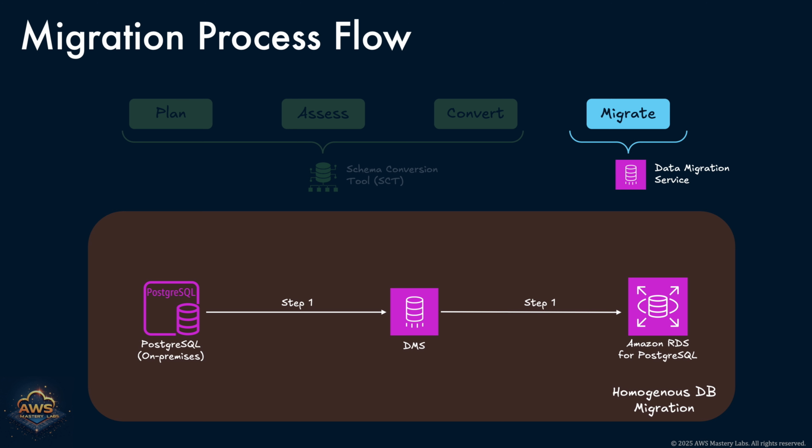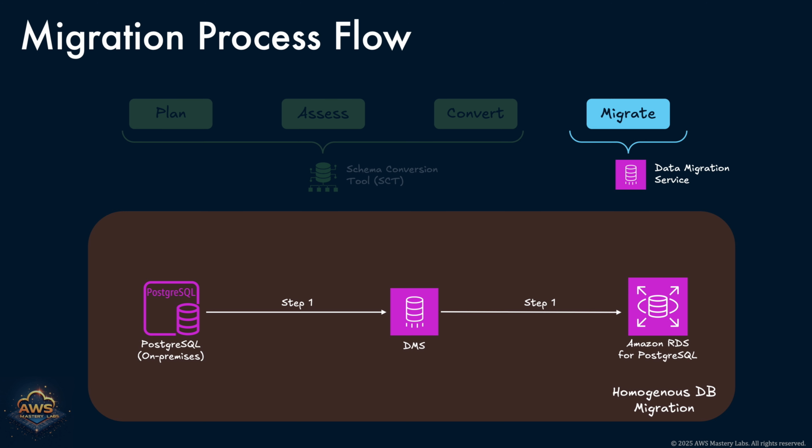First, we provision a DMS replication instance and set up source and target endpoints. DMS begins by performing a full load of the existing data from the on-prem database to RDS. Once the initial load is complete, DMS switches to CDC mode, streaming any new inserts, updates, or deletes in near real time.